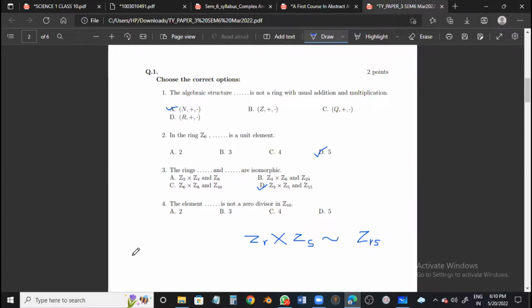And talking of the last, the element dash is not a zero divisor in Z10. 3. Yes, 3. So the number which is not relatively prime. Yes.